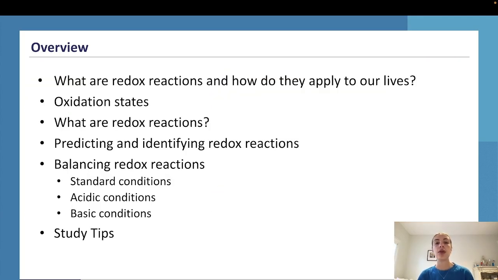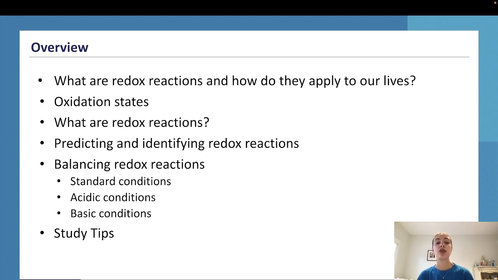So here's a bit of an overview of what we're going to be going through today. We'll start off with looking at what redox reactions are, and we'll put those into a bit of context and provide a few examples and just talk through how they apply to our day-to-day lives, that general importance of redox reactions and their vast applications in day-to-day life. We'll then look at oxidation states, which are the various different states in which elements or atoms can exist in such that they can participate in these redox reactions.